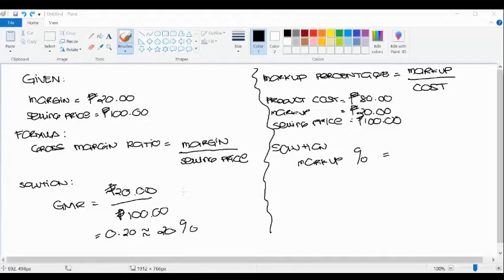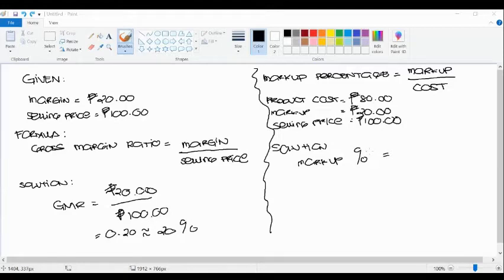So note that markup is the difference between a product's cost and its selling price. So in the same example, the product has a cost of 80 pesos and it had a markup of 20 pesos, resulting in a selling price of 100 pesos. So the markup is 20 pesos, the same as the margin of 20 pesos.